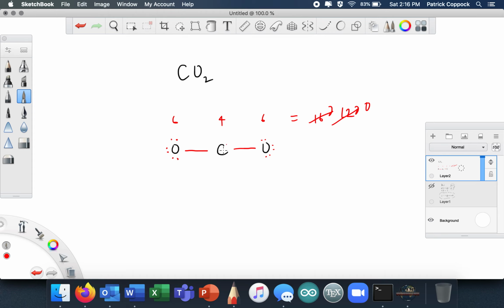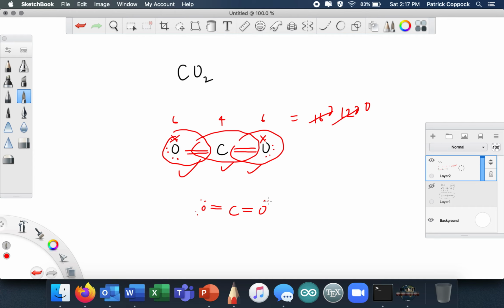So this carbon does not have its octet. So I'm going to get rid of these two and redraw them here. Now carbon's got 6. That's awesome, but it's not enough. Let's redraw those. Aha. Oxygen, 8. Carbon, 8. Oxygen, 8. So this is indeed the Lewis structure for carbon dioxide.